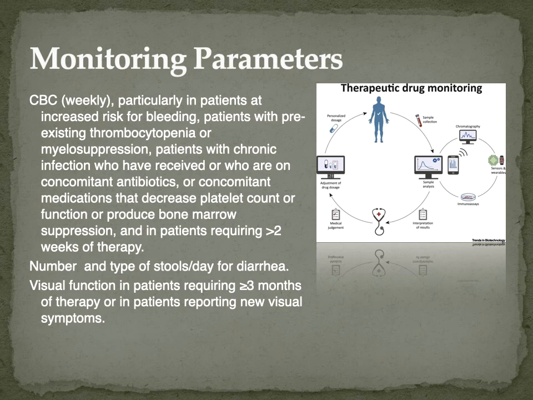Monitoring parameters include CBC weekly, particularly in patients at increased risk for bleeding, patients with pre-existing thrombocytopenia or myelosuppression, patients with chronic infection who have received or who are on concomitant antibiotics, or concomitant medications that decrease platelet count or function or produce bone marrow suppression, and in patients requiring more than 2 weeks of therapy. Number and type of stools per day for diarrhea. Visual function in patients requiring more than 3 months of therapy or in patients reporting new visual symptoms.